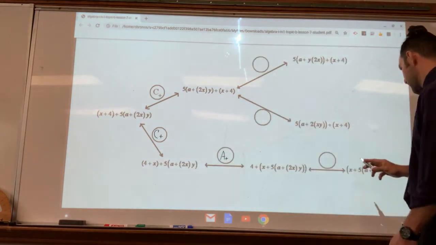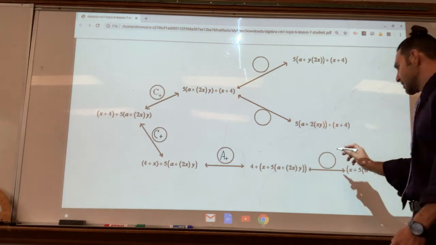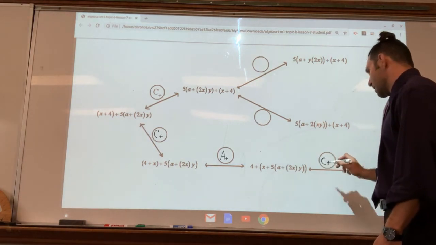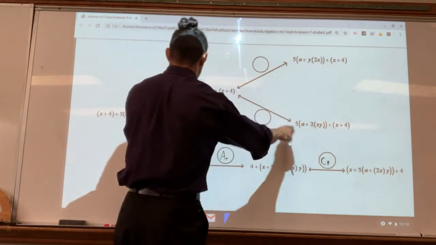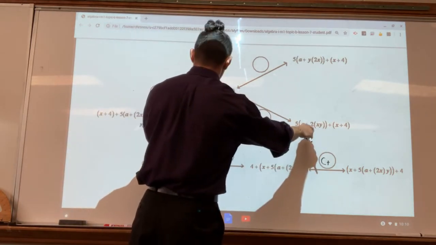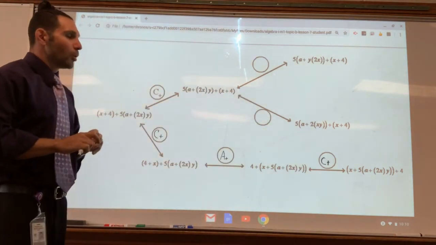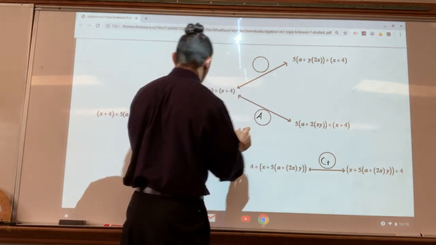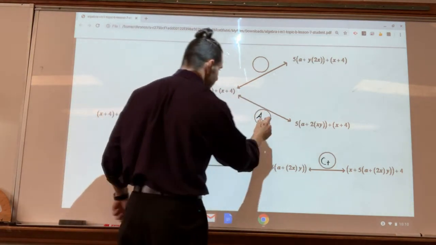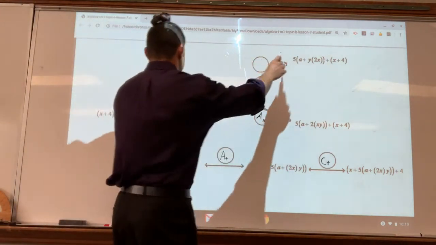Let's keep on going. Oh man, 4 went to the end now. So 4 plus is now plus 4 at the end. So that's the commutative property of addition. Okay, back up here. 5a plus 2 came out times xy. So they changed where the parentheses were. So that's the associative property of, well, what's happening here? Multiplication.